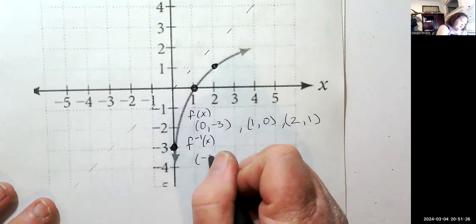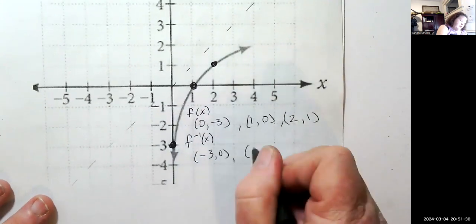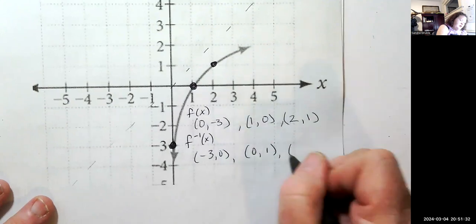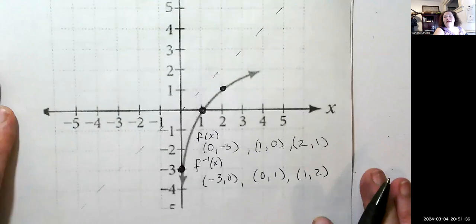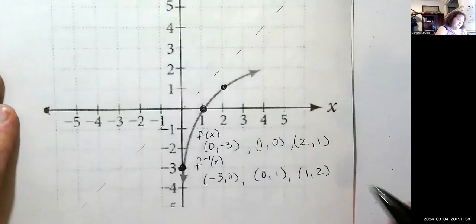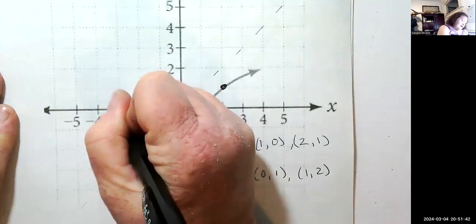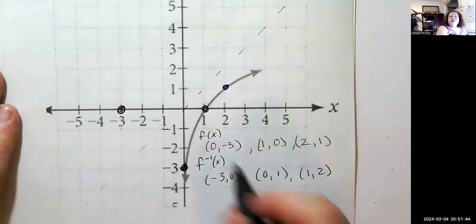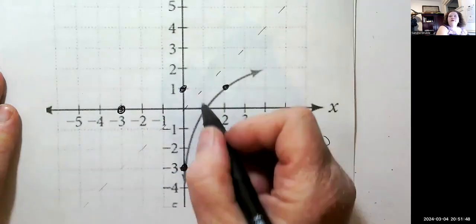So my inverse is going to be flipping from 0, -3 to -3, 0. From 1, 0 to 0, 1, and then from 2, 1 to 1, 2. I can now take those points, plot them, and get the inverse. So -3, 0, it's right here, 0, 1, and 1, 2.